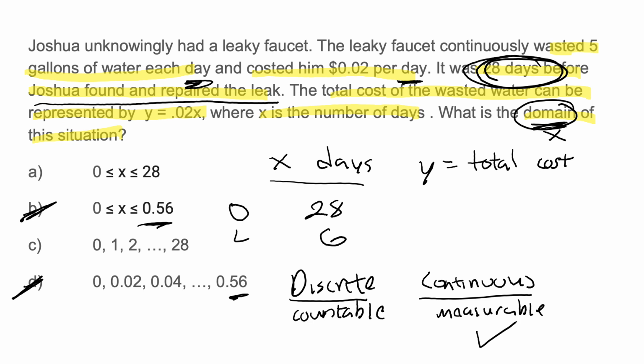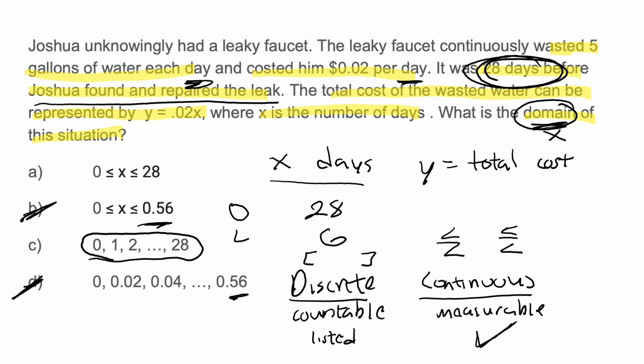Since it's a type of measurement, we're going to have to use inequalities to do it. Now, if it was countable, you would use brackets, or the numbers would be listed. So this is actually discrete right here, so this one is actually wrong. So our answer was A, because it is continuous.